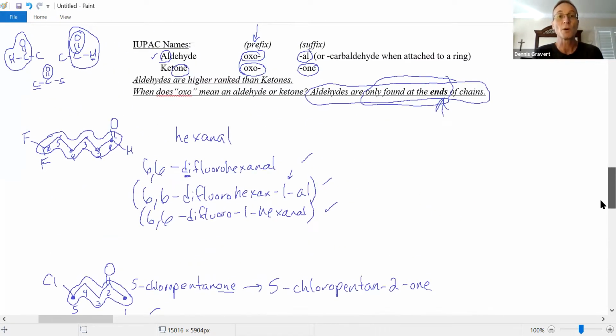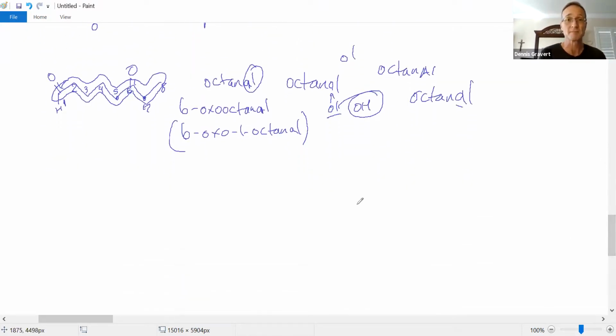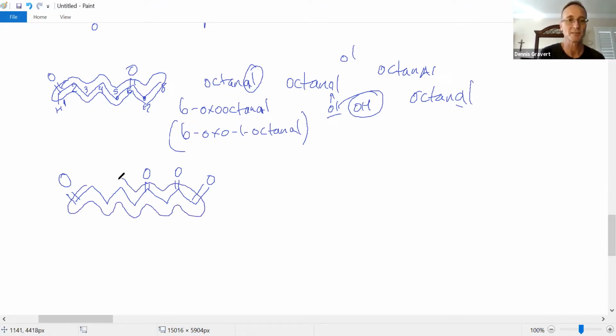What do we got? Oh, wait, there's one more. Let's throw in a whole bunch more double bond O's in here. What else we got? I'll put one here. Okay, now what? Pause the video if you like. Step 1, longest chain. I should have counted as I was circling. Because step 2 is to name it.